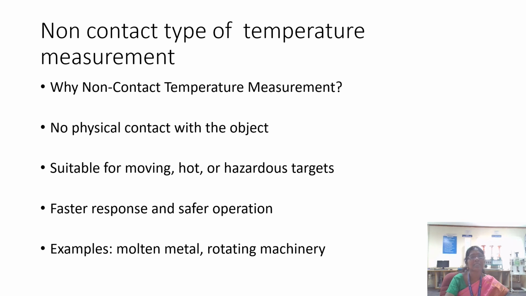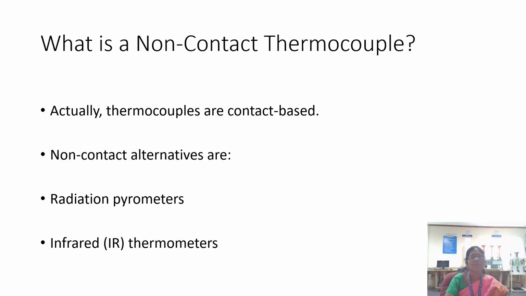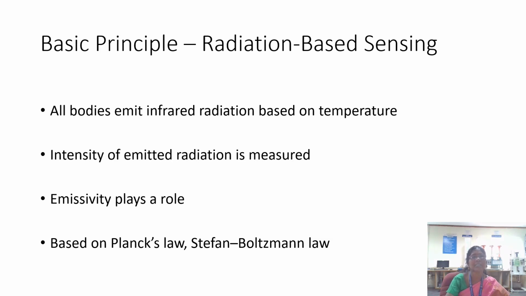Next one is the non-contact type of temperature measurement. Why non-contact temperature measurement? No physical contact with the object, suitable for moving, coated or hazardous objects, faster response and safer operations. Example: molten metal or rotating machinery. What is a non-contact thermocouple? Actually, thermocouples are contact-based. Non-contact alternatives are radiation pyrometers and infrared thermometers.